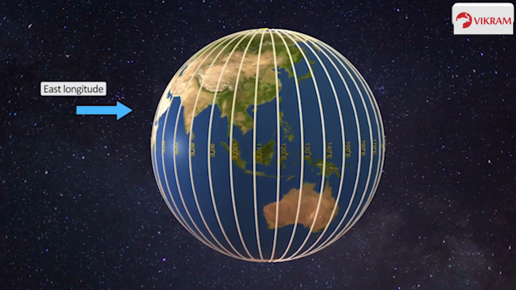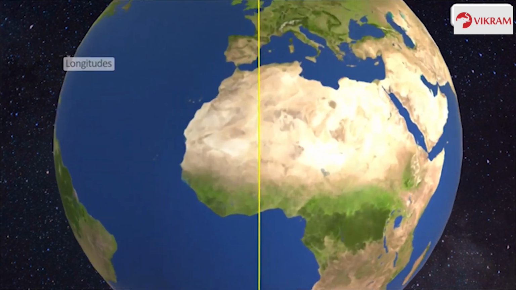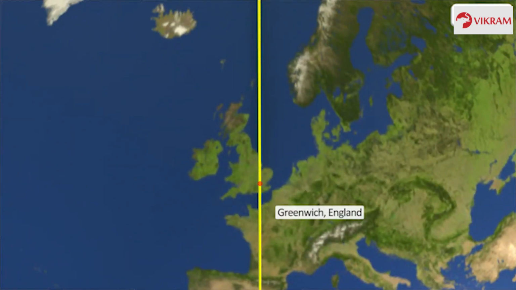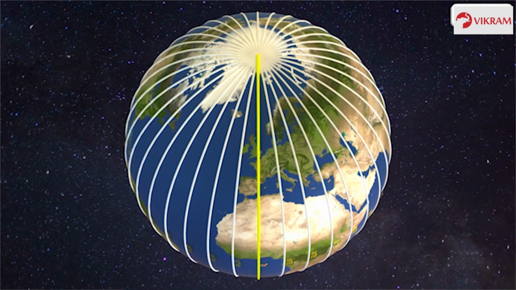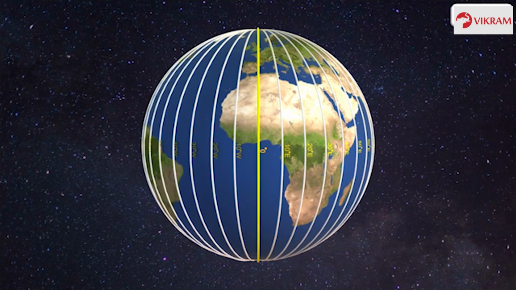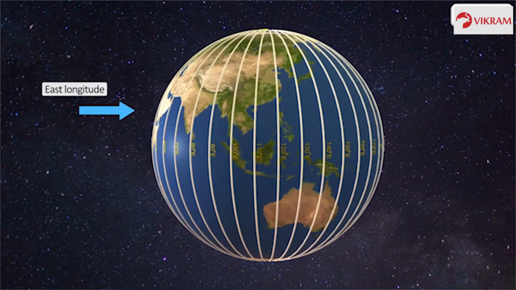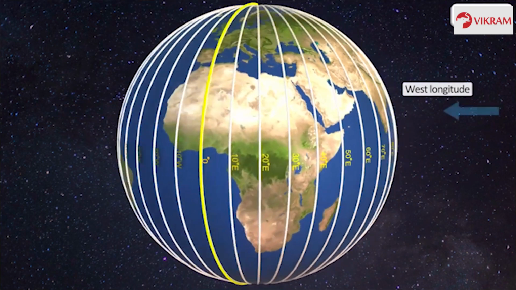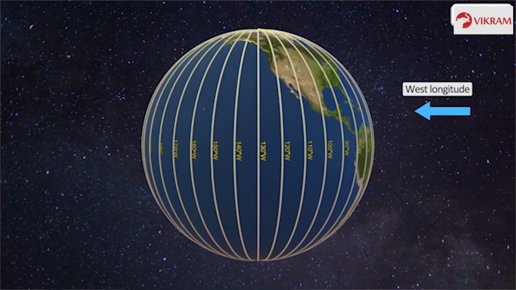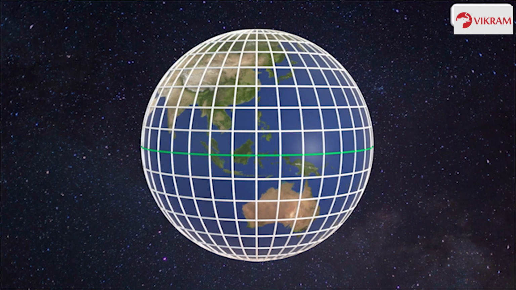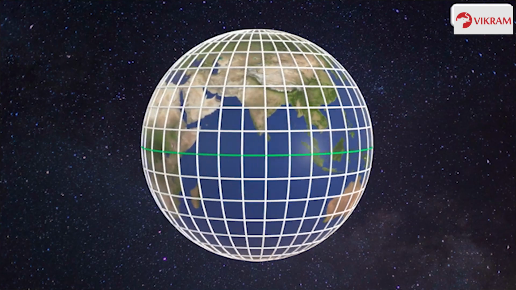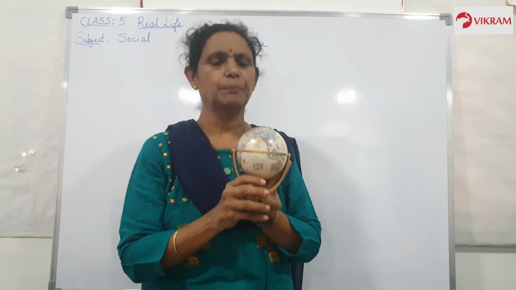The meridian which passes through Greenwich in England is called the prime meridian and is called the 0-degree meridian. There are 180 meridians on either side of the prime meridian. The meridians east of the prime meridian are marked as E, and the meridians west of the prime meridian are marked as W. However, it is to be remembered that the 180-degree east meridian and the 180-degree west meridian are one and the same.